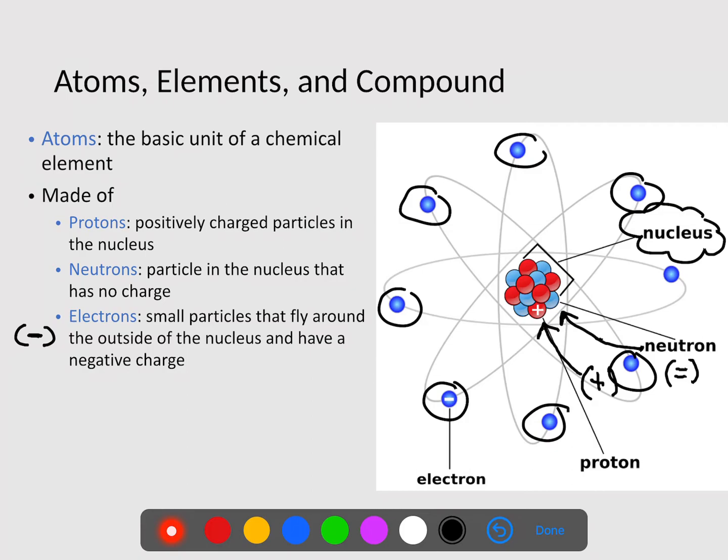So when we look at this, protons are found in the nucleus. Neutrons are found in the nucleus. And electrons are the only ones that are different, and these are flying around the outside of that atom.